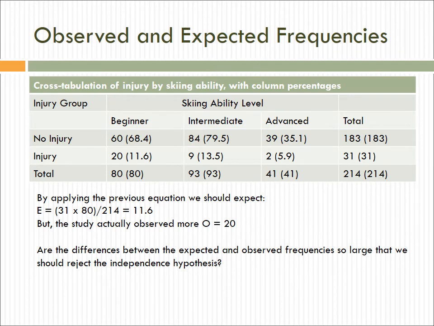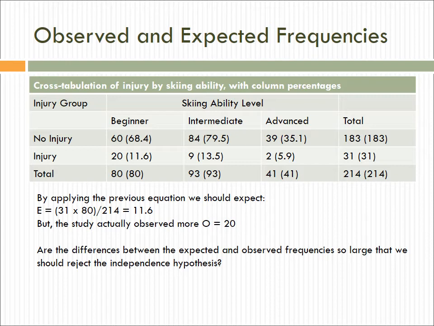As you can see, we have 2 rows and 3 columns for degrees of freedom, and we apply the previous equation, where E equals R times C divided by N. R in this case is 31 for injury, times 80 for beginner, divided by 214, which equals 11.6.